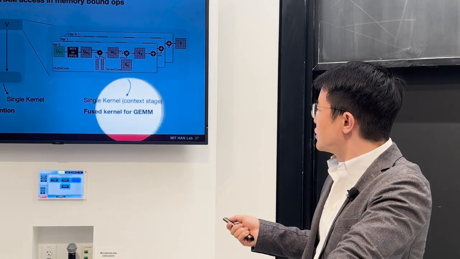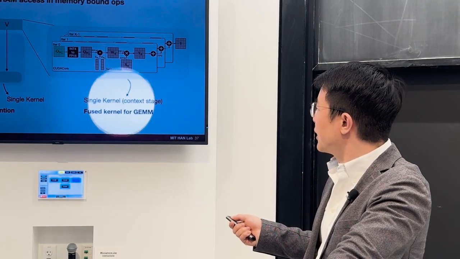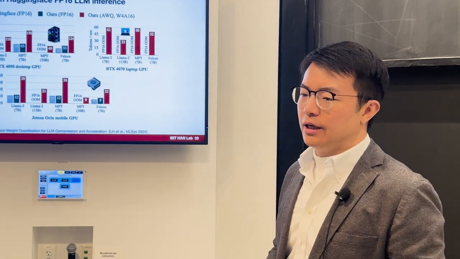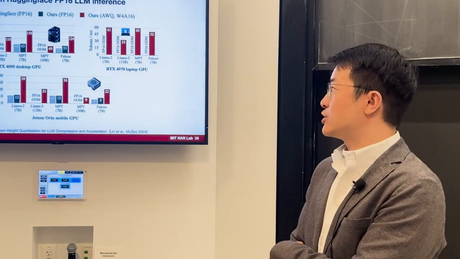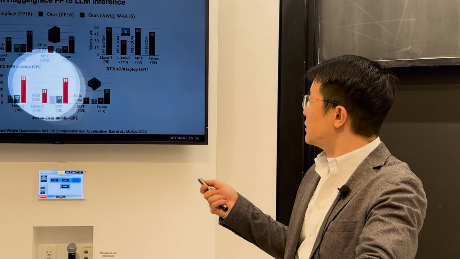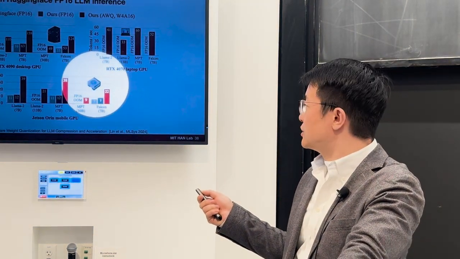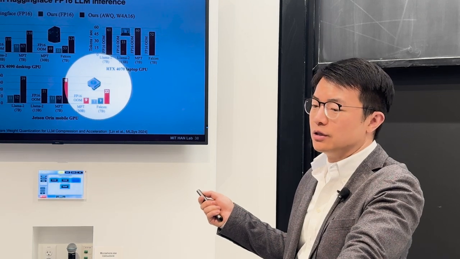And also we want to fuse the kernel for the GEMM. In the context stage, we also want to have a single kernel for the GEMM. After these techniques, TinyChat can significantly accelerate the edge language model. So this is deployed on a desktop GPU, a laptop GPU, a mobile GPU. This is Jetson Orin, widely used in self-driving cars.